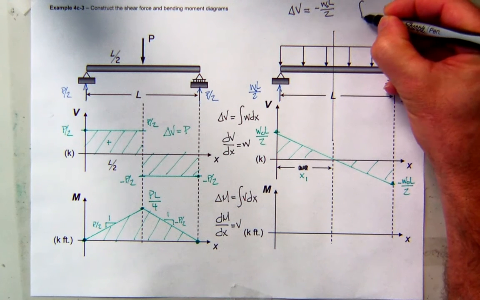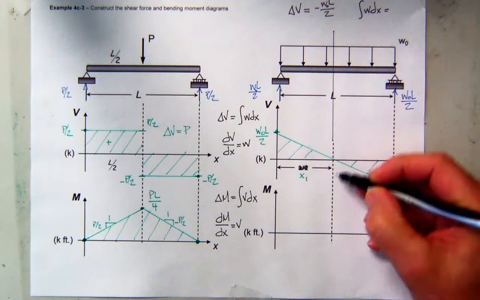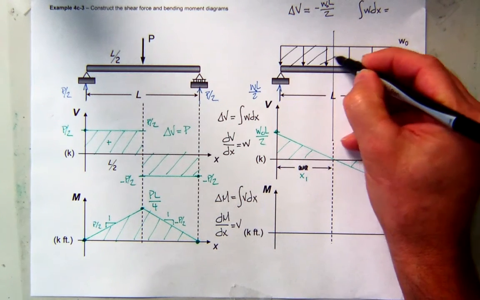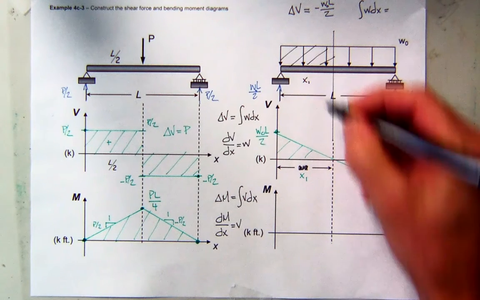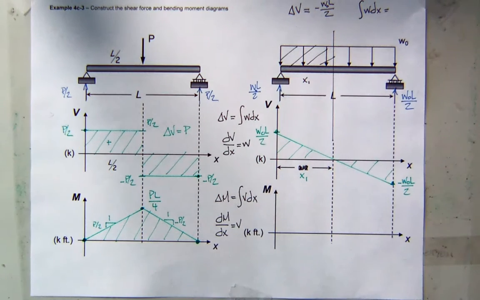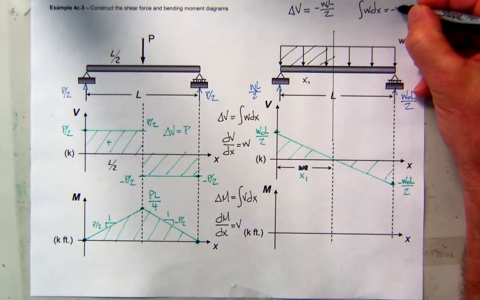What is the area under the load curve for the same segment? If I come up here, I'm looking for this area. We know the bottom is x1, right? I guessed what that was. What's the area of that curve? Well, it's base times height, right? x1 times W naught, and W naught is negative.